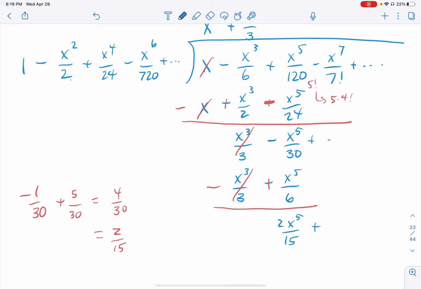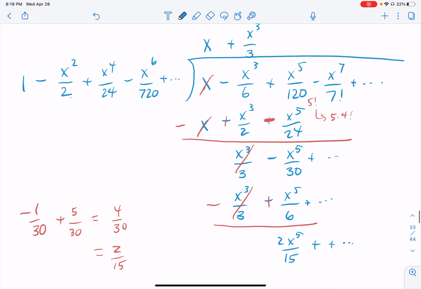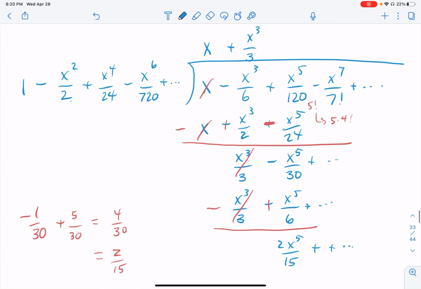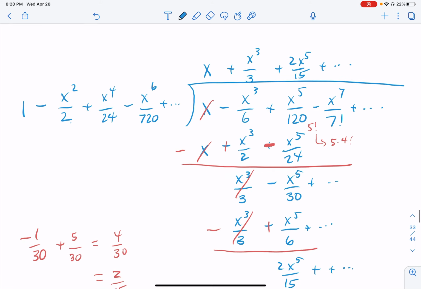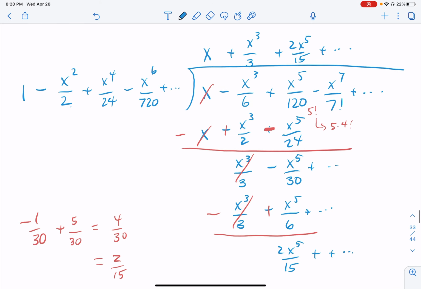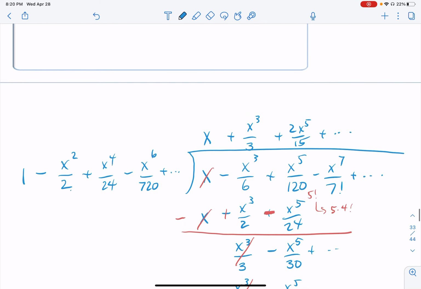You have stuff over here that I keep forgetting to add. Okay. Or maybe I'm ignoring it on purpose. So you ask yourself one last time, what do you have to multiply 1 by to get 2x to the 5th over 15? It's pretty much plus 2x to the 5th over 15 plus yada, yada, yada, and you're done because you now have your first 3 non-zero terms for tangent. And that's how you do it.